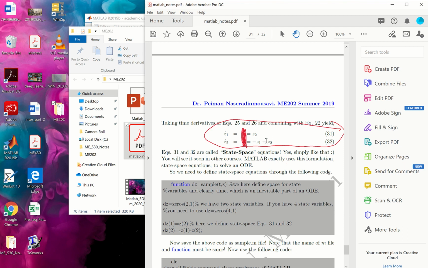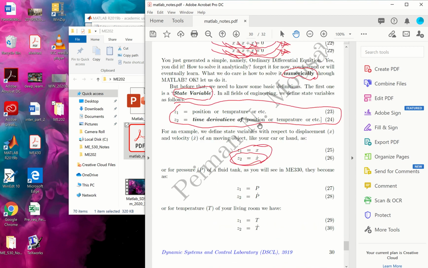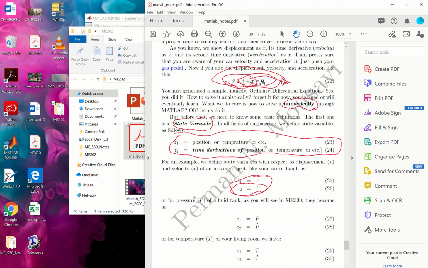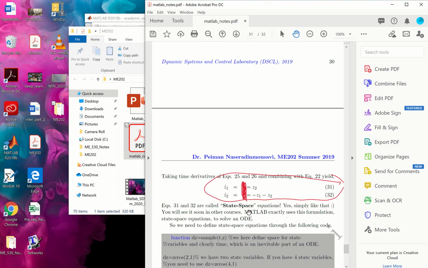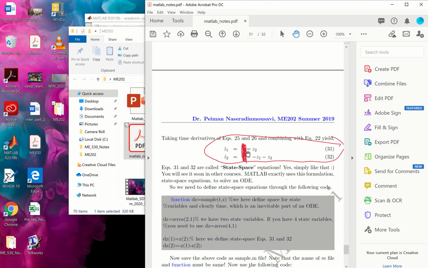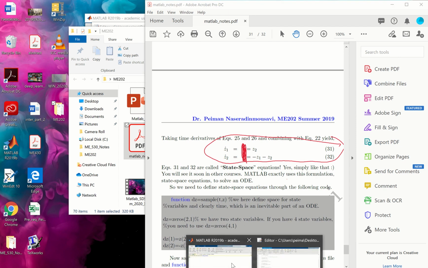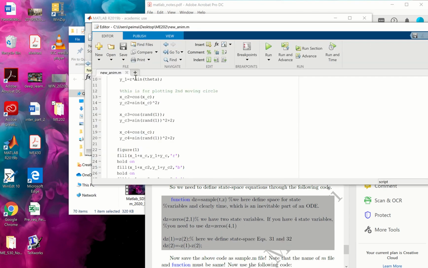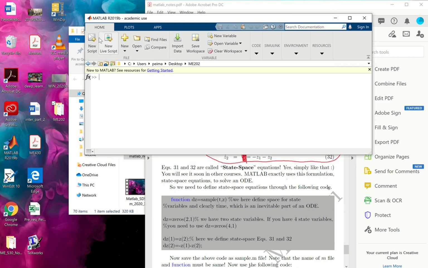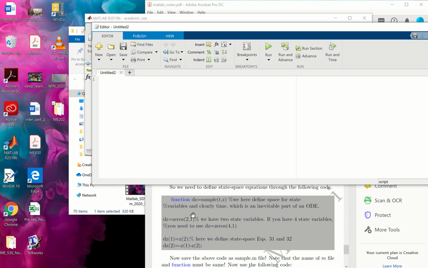So now that we changed this simple differential equation to state space, exactly we are typing these equations in MATLAB. How? I'm going to teach you. So I'm closing this, opening this, and then I'm writing function, as you see, exactly this function. So what are our state variables? Z1 and Z2, and we are taking the time derivative. Derivative means d, so dz means the derivative of the state variables is equal to.